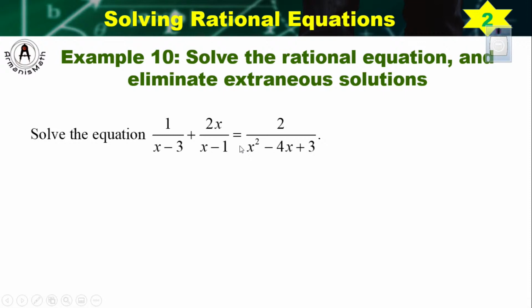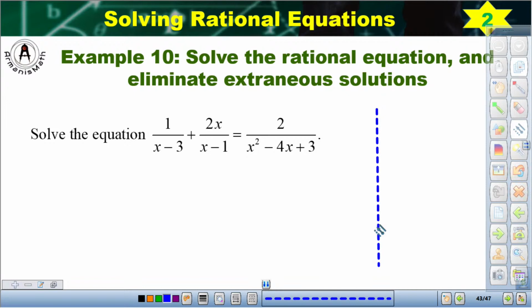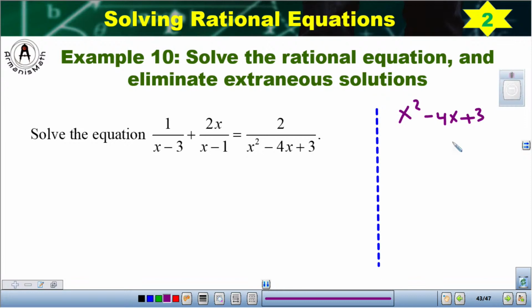So let's take it and see. I will put this here and try to factor out this quadratic in the hopes again to end up with something that is similar to my other denominators, so I don't have to multiply by 4 different binomials. I've got x squared minus 4x plus 3, and I have to factor this out.